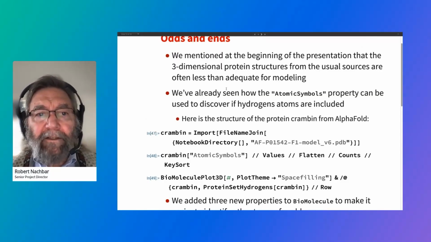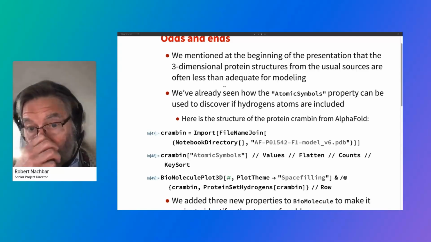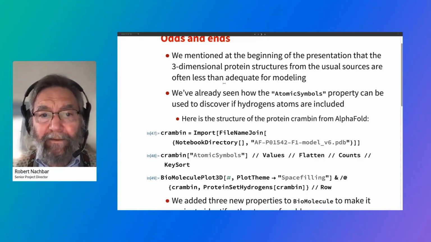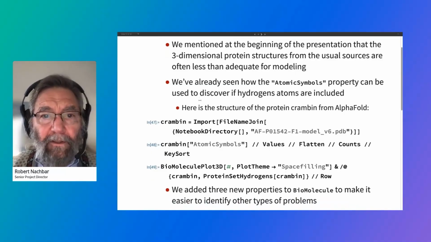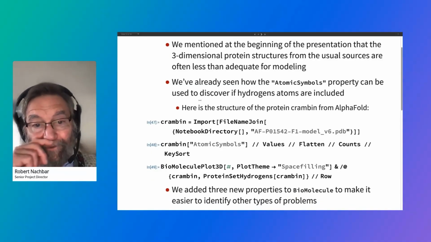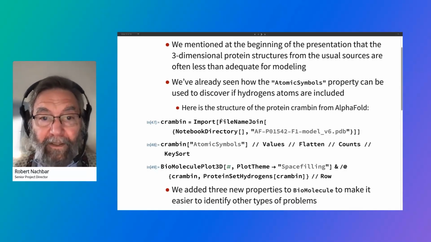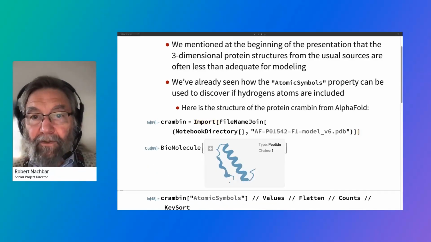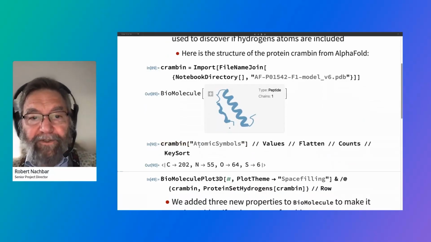Okay, I mentioned that sometimes residues could be missing or individual atoms and things like that. And so I've added a couple of properties to the biomolecule expression so that we can find out about those sorts of things. Up in the previous slide, we saw how we could just use the atomic symbols property to find out if we've got hydrogens present or not.